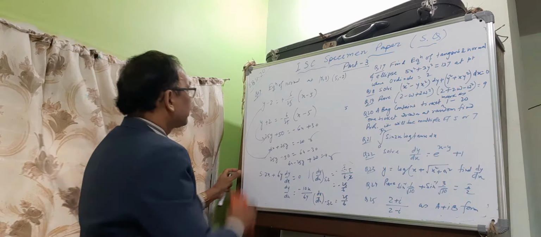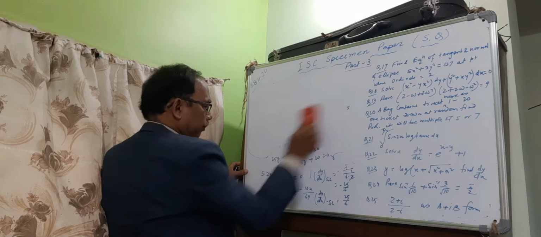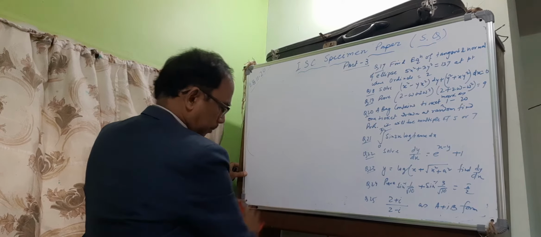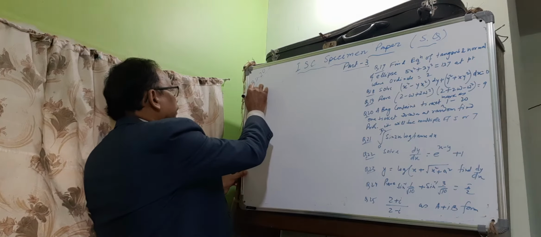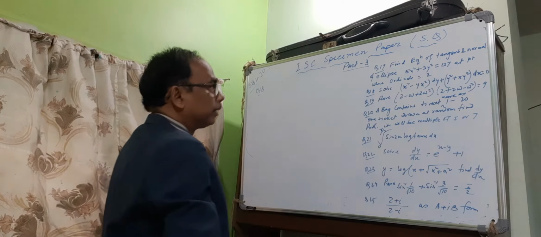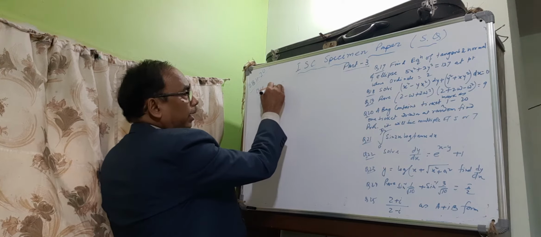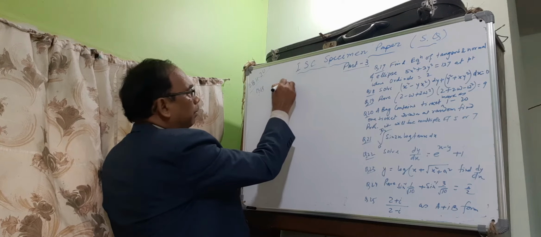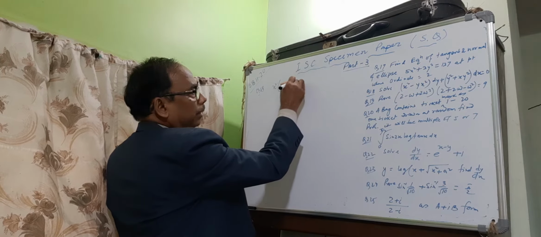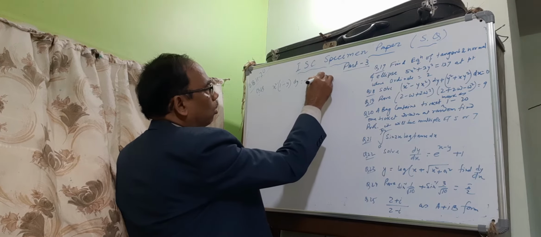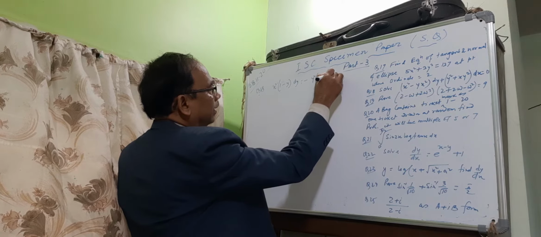Okay, next sum number 18. Question number 18. Here solve this. Here you can take x square common: y square common, 1 minus y dy equals minus x square common, 1 plus x dx.